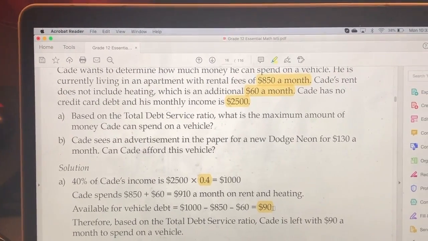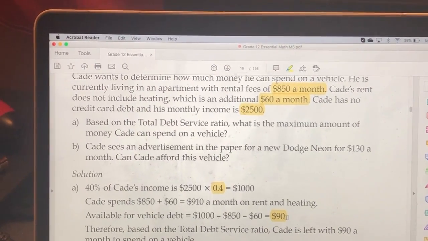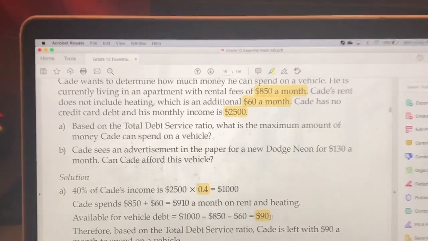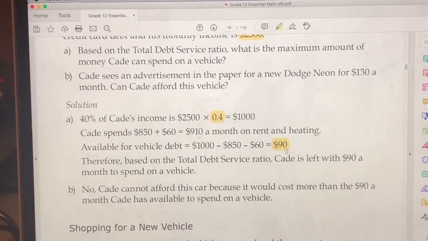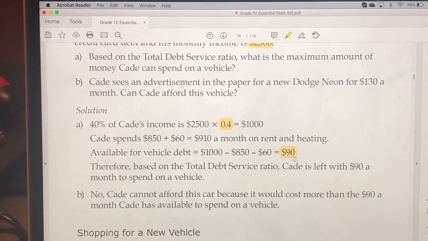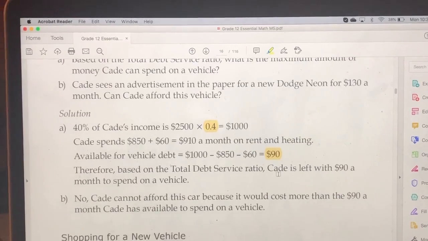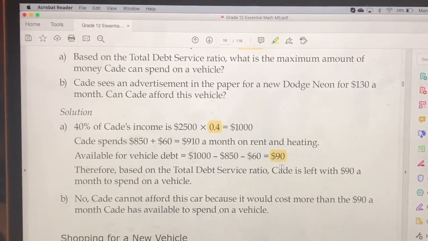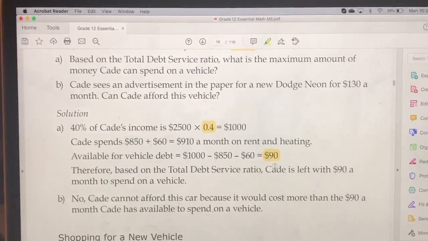Okay, so the follow-up to B should be rather simple. It says that Cade sees an advertisement for the Dodge Neon for $130 a month. Can he afford it? Unfortunately, no, he cannot. He can only afford $90. So no, he can't afford a car that would cost him too much, since he can only afford anything that would be $90 worth per month.